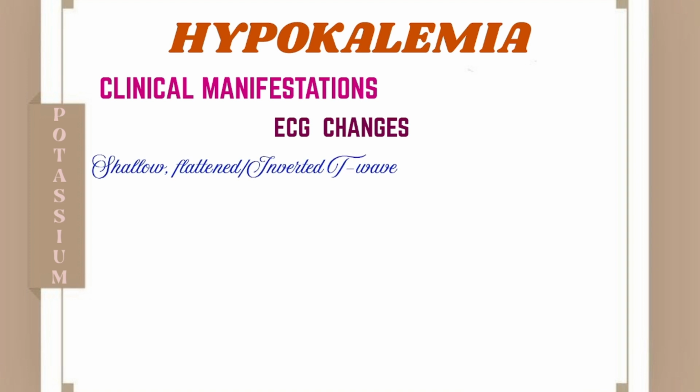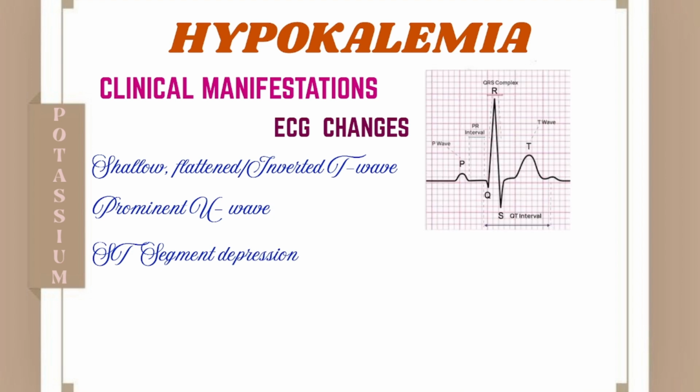ECG changes include shallow, flattened, or inverted T wave, prominent U wave, and ST segment depression. This is a normal ECG. As we can see, the P wave, the QRS complex, T wave, the QT, and PR interval. This is a normal ECG pattern.